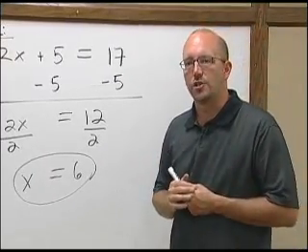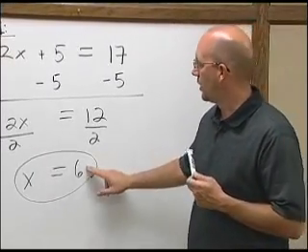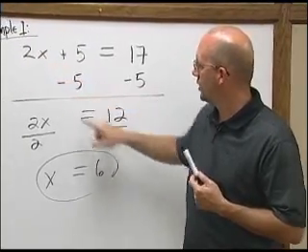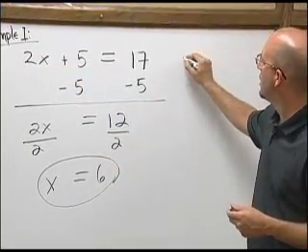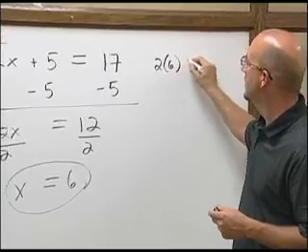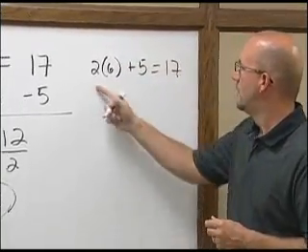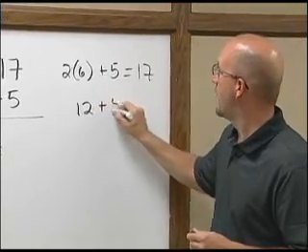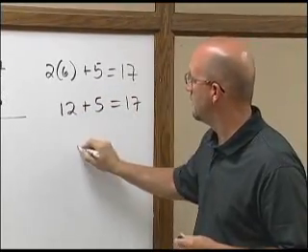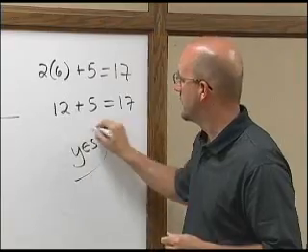If we want to check to make sure our answer is correct, we replace x in our original equation with 6. So does 2 times 6 plus 5 equal 17? 12 plus 5 does equal 17. Yes, our answer is correct.